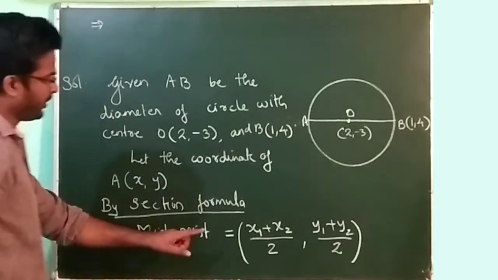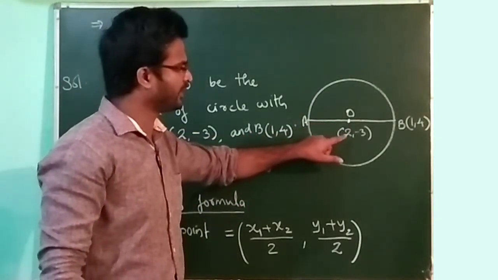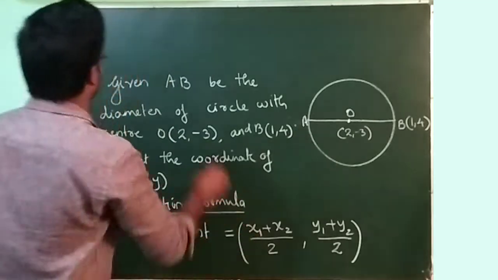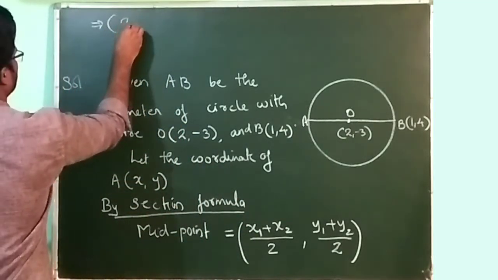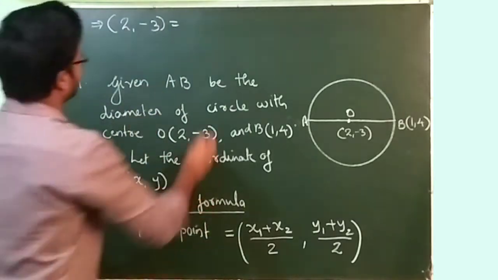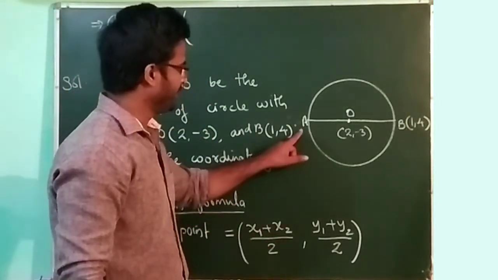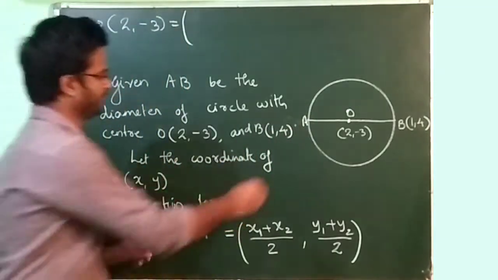Implies midpoint. What is the midpoint in this figure? That is O, isn't it? The midpoint is already given, that is (2, -3). We can write that point (2, -3) equal to, on the right side, (x1 plus x2). A we took, that is (x, y), isn't it?